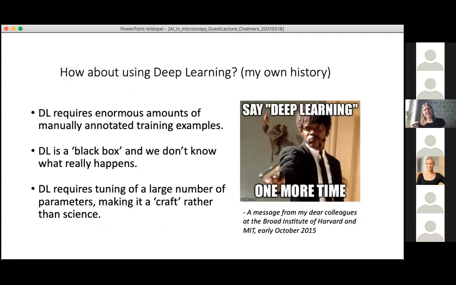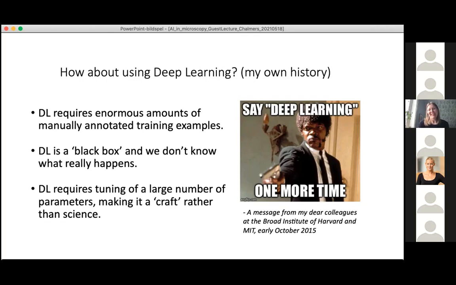But my dear friends in the US, they were really skeptical of deep learning. When I said that I wanted to try these ideas, they said, no, that's just a hype. Don't do this. Deep learning requires enormous amounts of manually annotated training samples. There's no way you can get that in microscopy. Deep learning is a black box. We don't know what really happens. We really need to have full control. You can't use these things. And it requires tuning a large number of parameters, and it's really more a craft than a science. So don't go down this path.